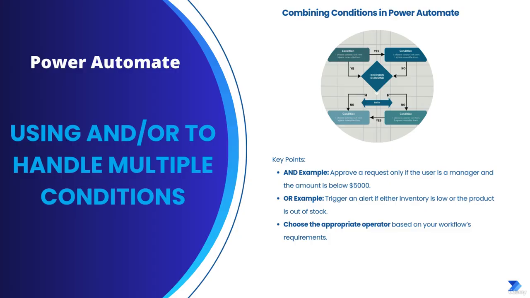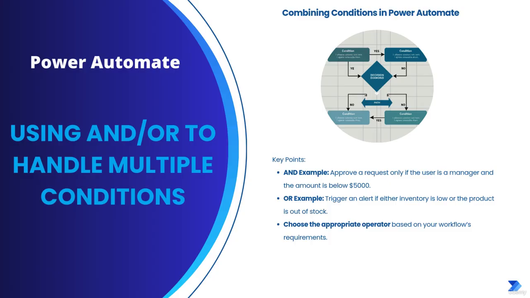OR example: if a leave request needs to be sent for approval. If an employee is in either the HR department or the finance department, the approval process will start if one of these conditions is met. The key difference lies in the outcome. AND requires both conditions to pass, while OR is satisfied when one or more conditions pass.